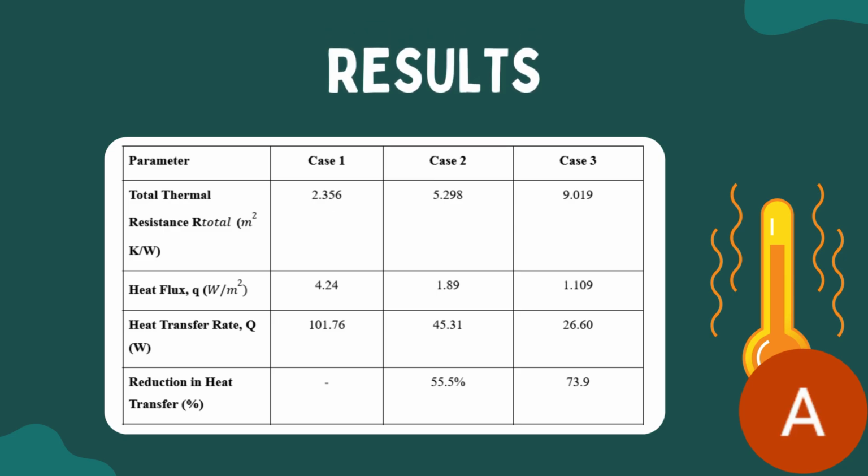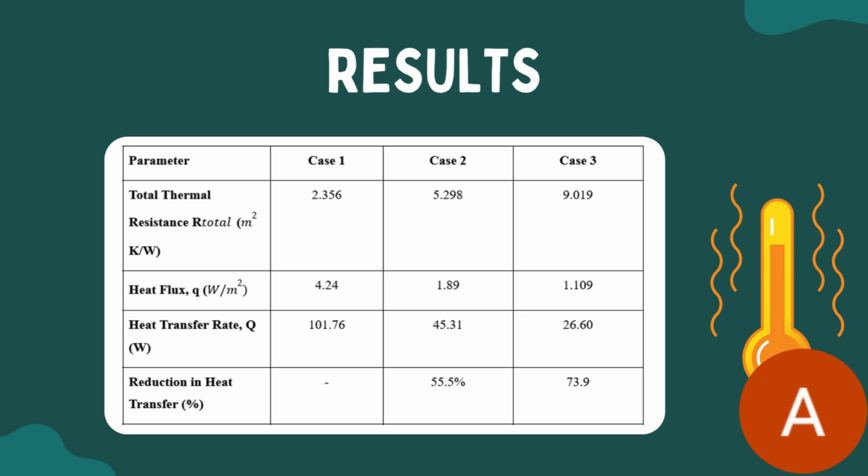This table compares the thermal performance of the three wall configurations. Case 1 has the lowest thermal resistance, 2.356, because it only uses an air gap as insulation. Therefore, it has the highest heat transfer rate of 101.76 watt. In case 2, the air gap is replaced with rock wool insulation, which has a much lower thermal conductivity. This increased the thermal resistance to 5.298 and reduced the heat transfer to 45.31 watt.